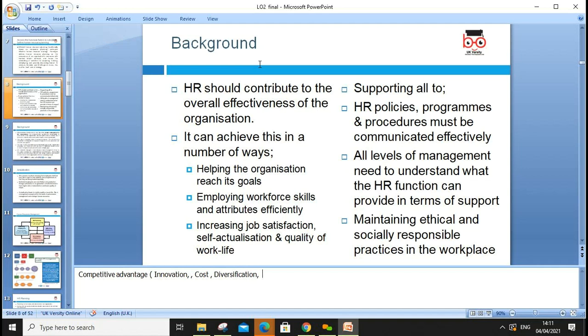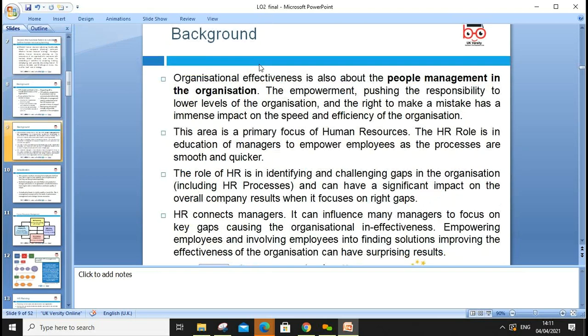Yes, so we need to look around. HR policies, programs and procedures must be communicated effectively. All levels of management need to understand what the HR functions can provide in terms of support, maintaining ethical and socially responsible practices in the workplace. So that is crucial, we need to look around.